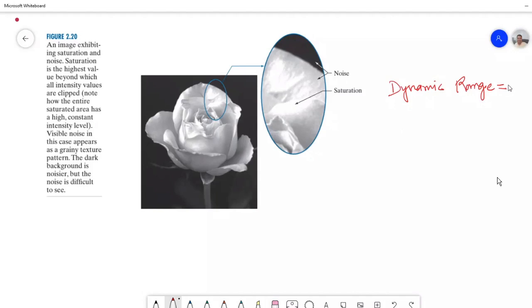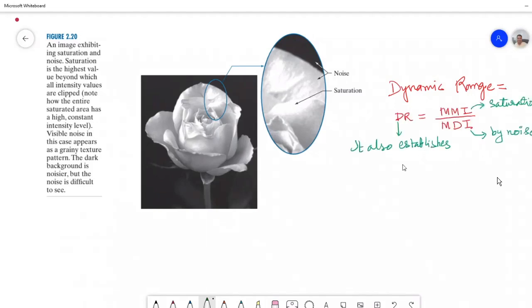Now another thing about this DR is that it also establishes the lowest and highest intensity levels which an image has. Is that clear?